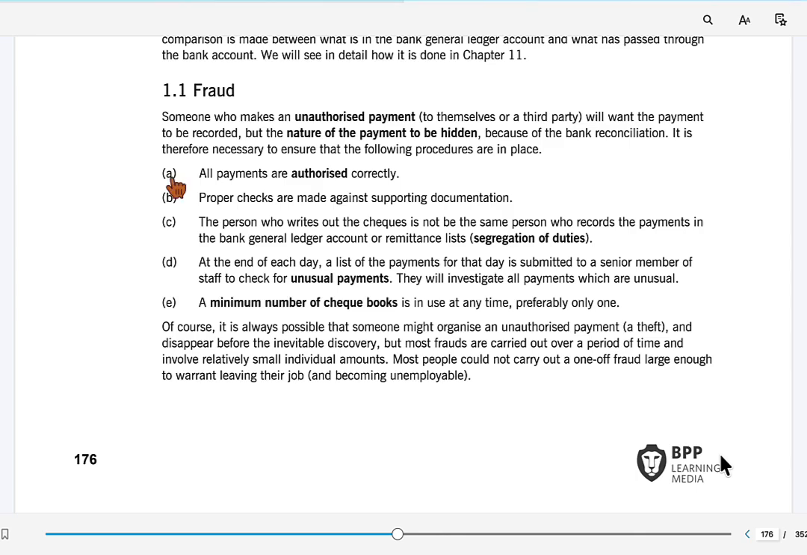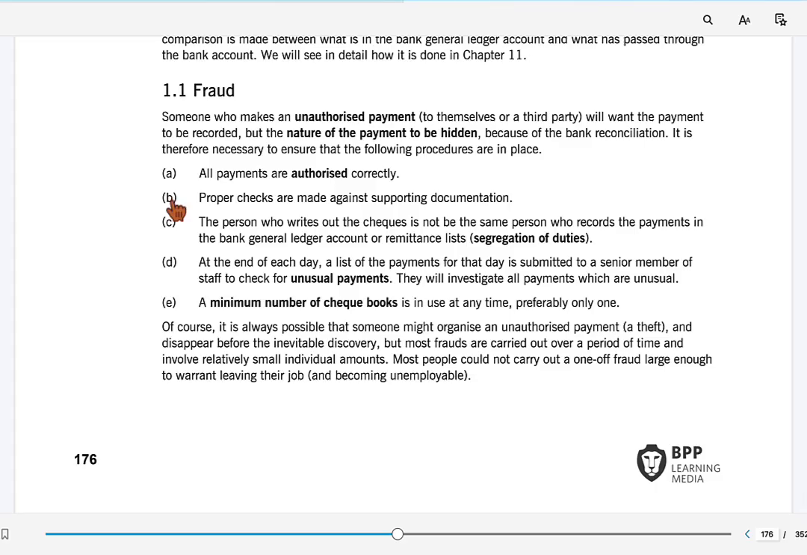Control 1. All payments must be authorized correctly. This means no payment should be made without approval. Approval must come from the correct person. Approval must happen before money is paid. This stops fraud because a fraudster cannot easily pay money out without permission. So the key idea is no authorization, no payment.